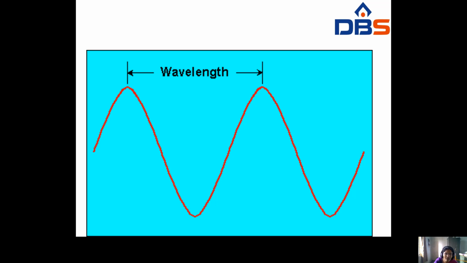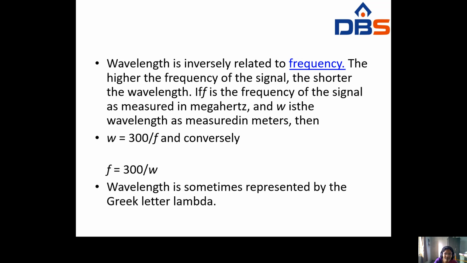Wavelength is inversely related to frequency. The wavelength is always inversely proportional to the frequency. The higher the frequency of the signal, the shorter the wavelength.